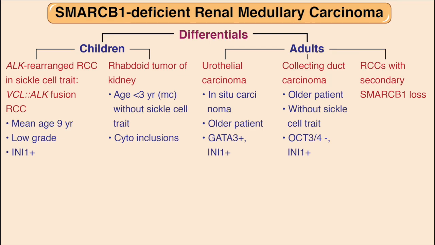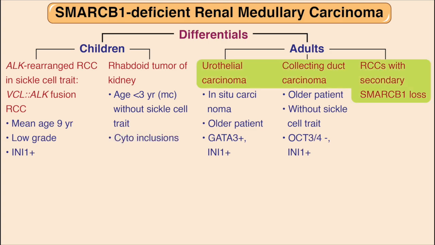Other differentials in children include ALK rearranged RCCs occurring in patients with sickle cell trait and renal rhabdoid tumors. VCL ALK fusion RCC occurs in younger patients with sickle cell trait and a median age of 9 years. The tumor has a low proliferative index and it retains INI1 positivity. Rhabdoid tumor of kidneys occurs mostly in patients less than 3 years of age without sickle cell trait. Tumor cells may show eosinophilic cytoplasmic inclusions.